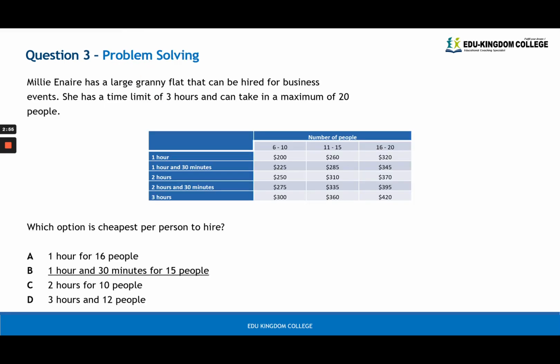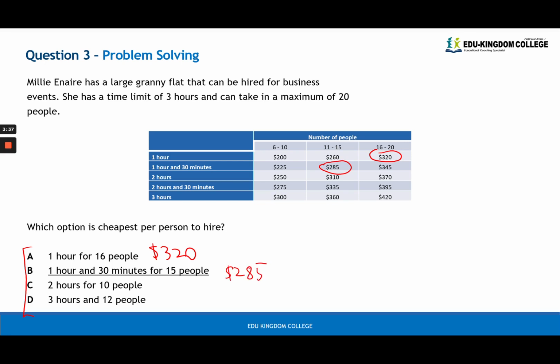Question 3. Millionaire, that's a pun, right? Millionaire has a large granny flat that can be hired for business events. She has a time limit of 3 hours and can take a maximum of 20 people. Which option is the cheapest per person to hire? We are going to go through all of these options, and you can cancel out some if you feel like it's already cheaper. So 1 hour for 16 people is 320. 1 hour 30 for 15 people is 285.